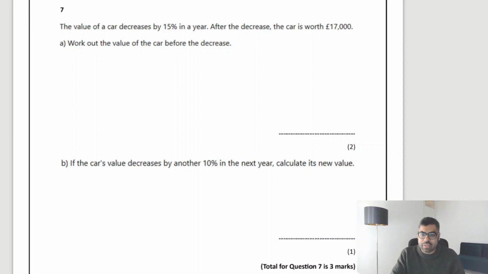So in order to do that, we need to work out how much is 100% of the value of the car. So we've already taken 15% away. So we know that 85% is 17,000. And we want to work out the original price before we knocked off 15%. We want to get back to 100%. So this is non-calculator. It's going to be a little bit long-winded. What we're going to do is work out 1%.